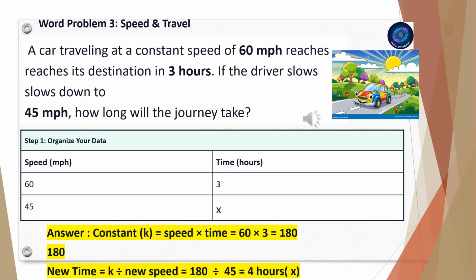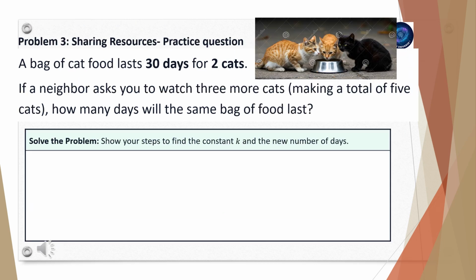Speed and time. Speed and travel time are inversely proportional. A car traveling faster takes less time. Using the constant, we find that reducing the speed to 45 miles per hour increases the travel time to 4 hours. Here is another example of inverse proportions.